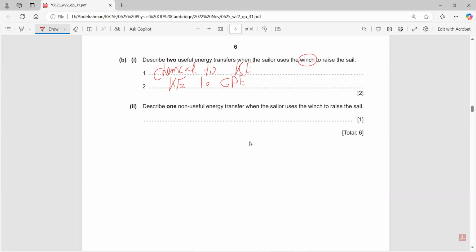Describe one non-useful energy transfer when the sailor uses the winch to raise the sail. These were useful energy transfers. Non-useful energy transfer would be something to thermal. You can say chemical to thermal, kinetic to thermal, whatever. You need to say that there is thermal energy lost to the environment.